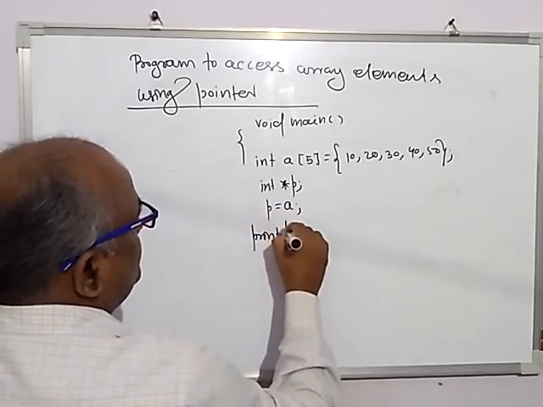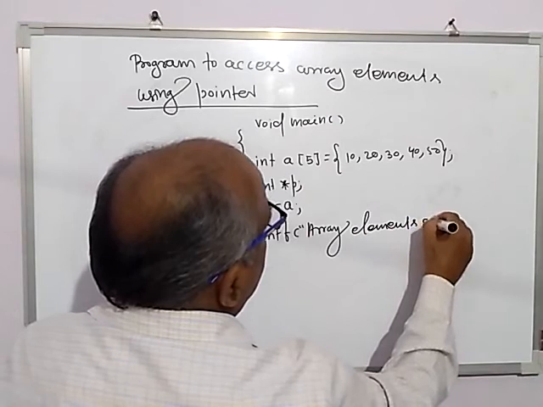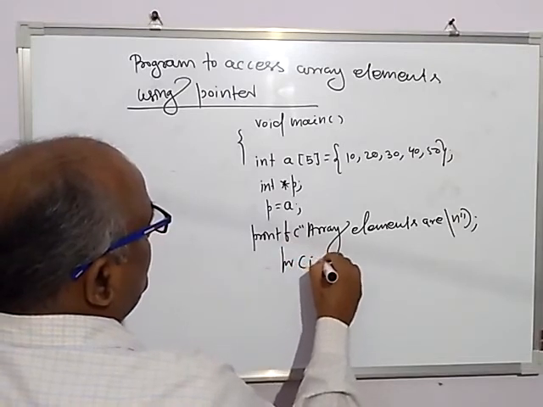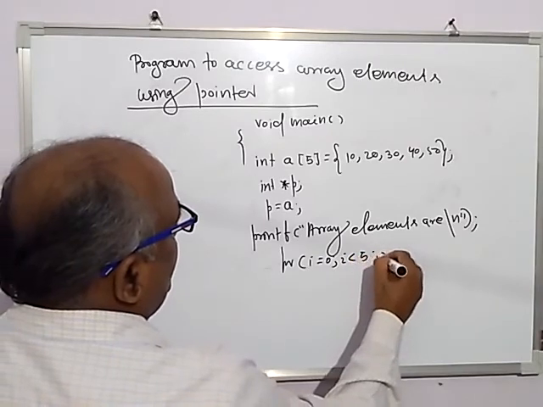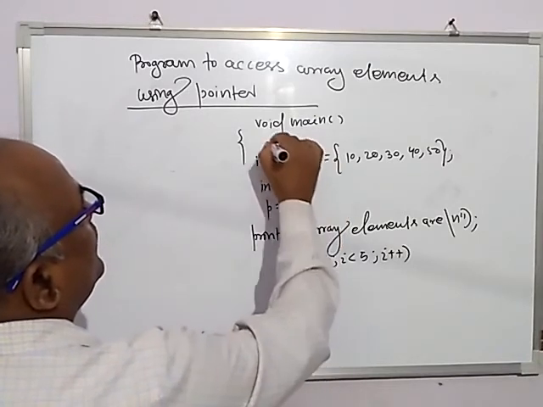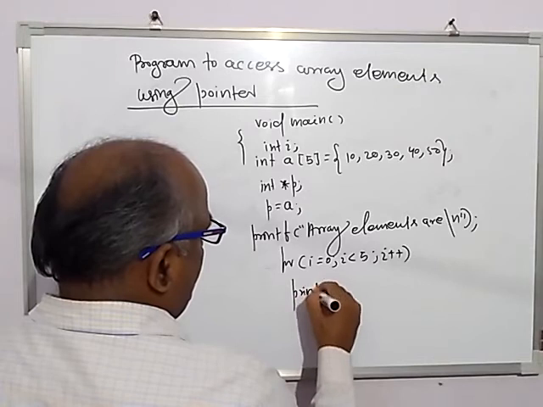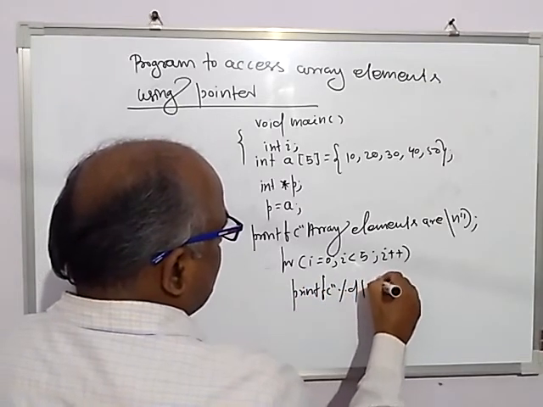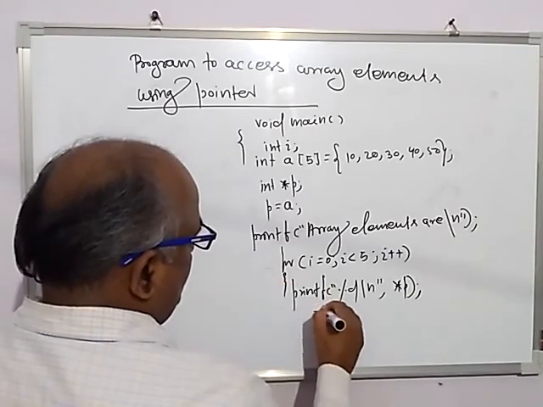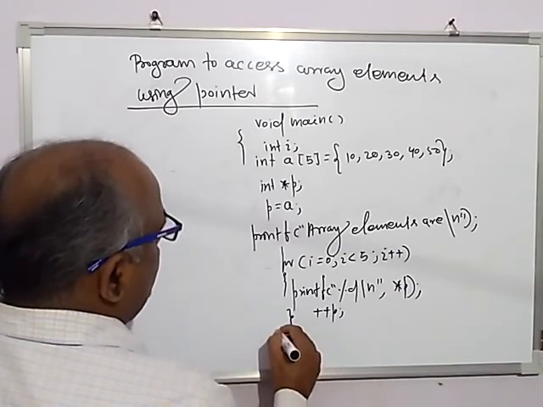printf("array elements are\n"). Since there are 5 elements, for i equal to 0, i less than 5, i++. Here we declare a pointer variable, int *p, also printf("%d\n", *p), and also you can add p++. It increments the pointer, then the bracket is over.